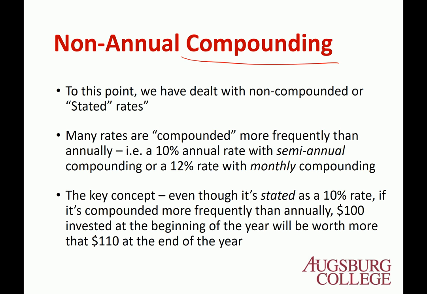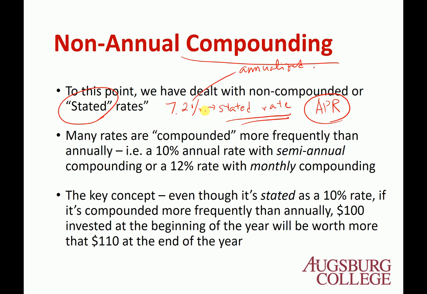Now, at this point, we basically deal with the stated rate, like 7.2% is the stated rate, right? But this stated rate is annualized. So this is also called the APR, annual percentage rate. So 10% annual rate, like 12% annual rate, doesn't matter how many times you compound per year, it's just the stated one.